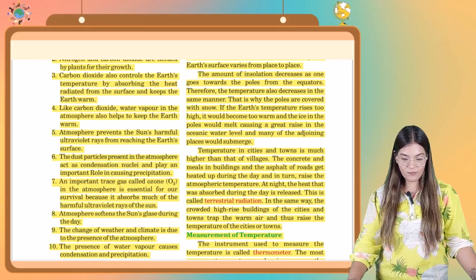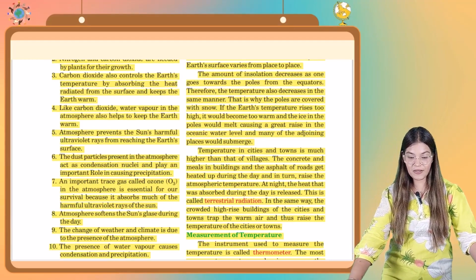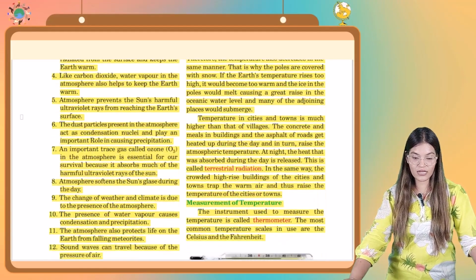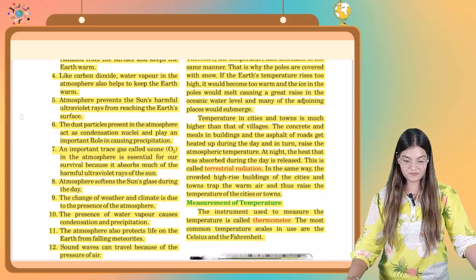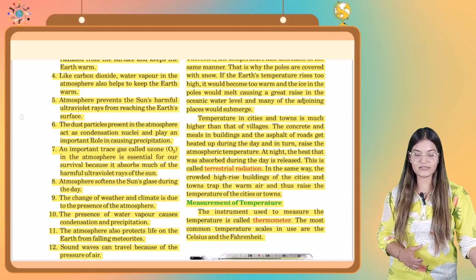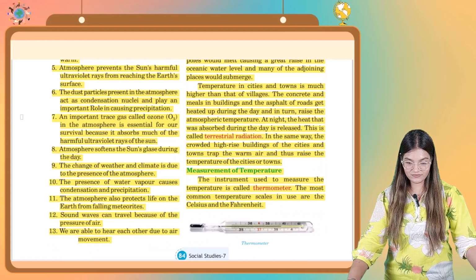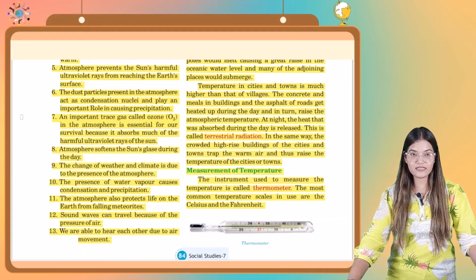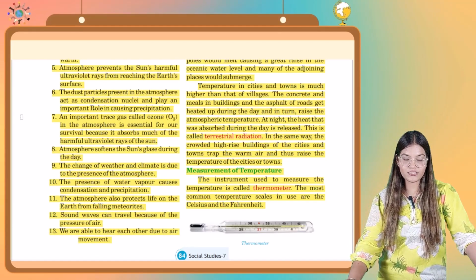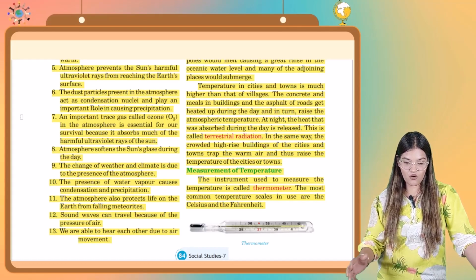Fifth, the atmosphere prevents the sun's harmful ultraviolet rays from reaching the earth's surface. काफी ज्यादा प्रिवेंट करता है ताकि जो सन की हार्मफुल रेज है वो हमारे तक मतलब अर्थ तक ना पहुंचे. Sixth, the dust particles present in the atmosphere act as condensation nuclei and play an important role in causing precipitation. Seventh, an important trace gas called O3 in the atmosphere is essential for our survival because it absorbs much of the harmful ultraviolet rays of the sun.